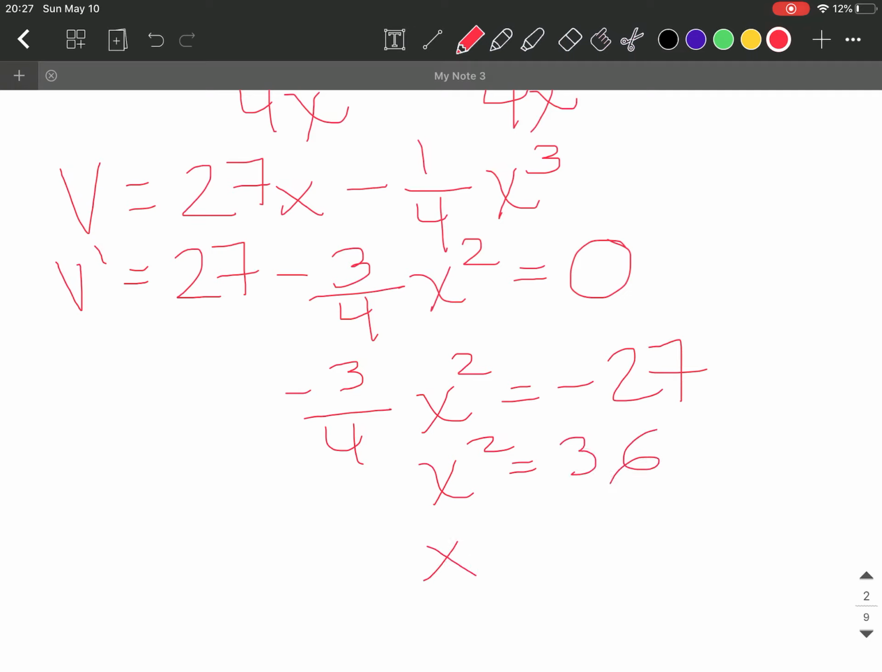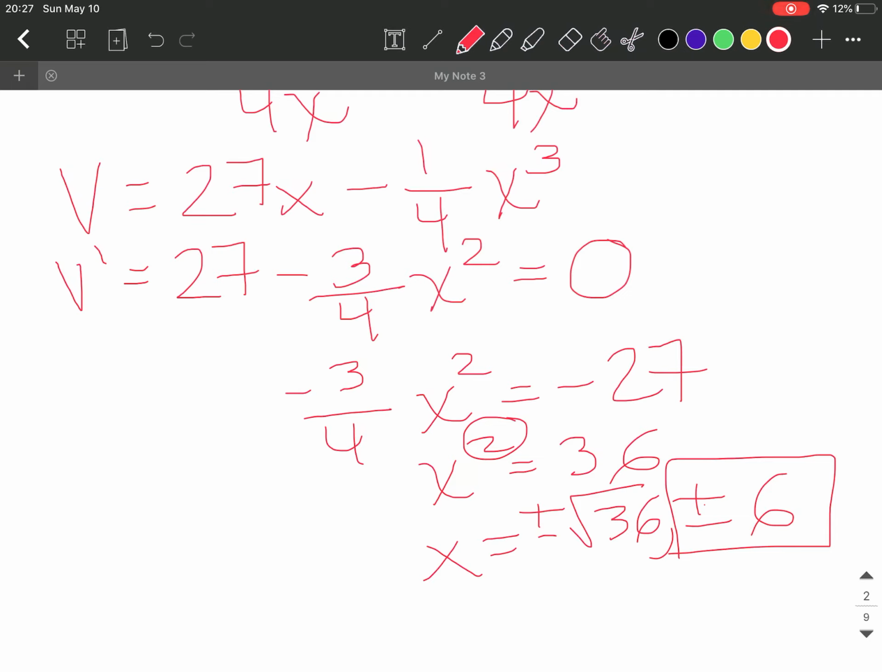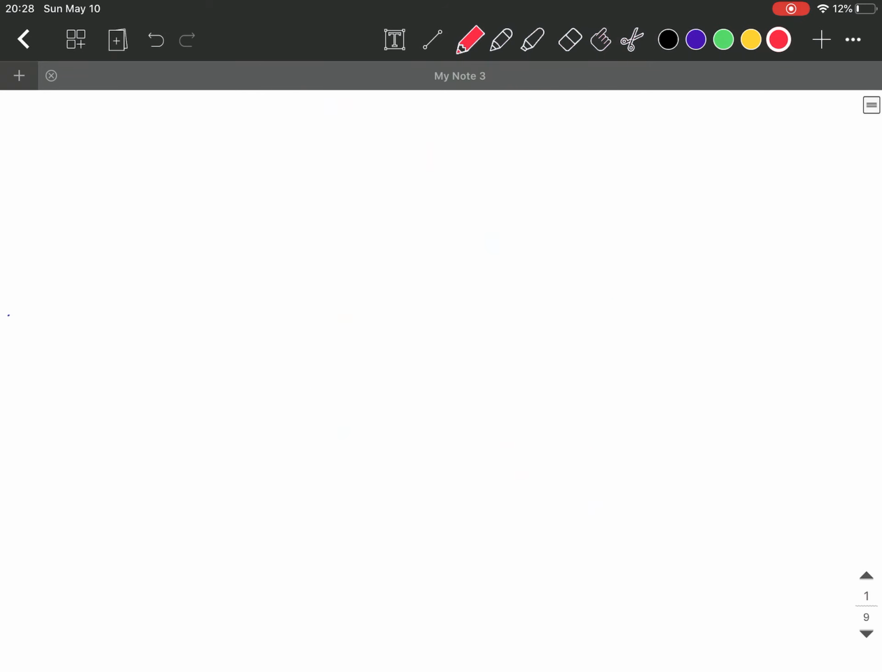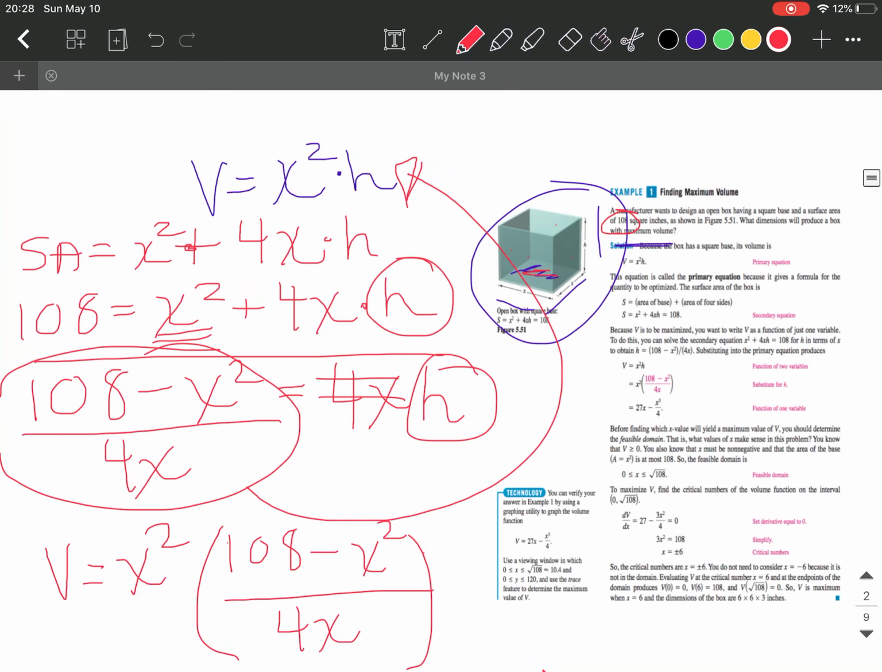So I solve for x by doing, don't forget when you have a second power, it's positive or negative square root of 36, which is positive or negative 6. So those are my two answers to that equation. However, remember, x is the side of a square, and a square cannot have a negative side. So the negative 6 doesn't make any sense. So the answer is 6, and let me go back and find the units. It would be 6, and we're talking about the length, which is 6 square inches. What dimensions will produce a box with maximum volume?